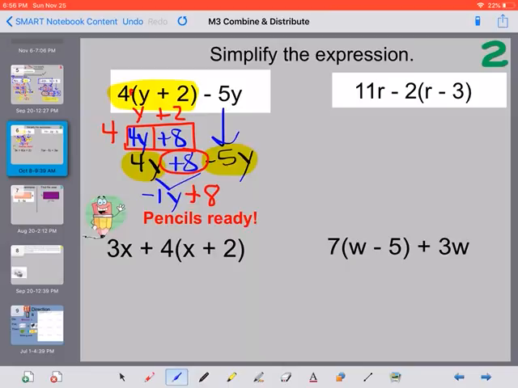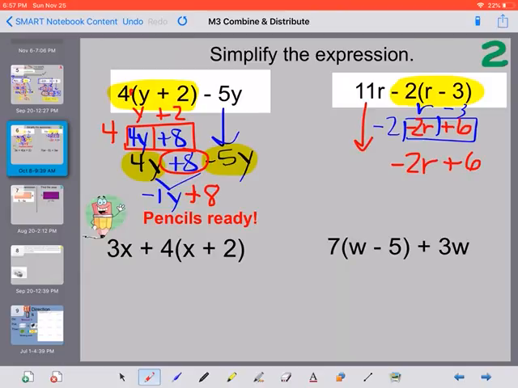This second one is a little bit tricky because a lot of people forget this negative. This negative goes with the 2. So we're really distributing this piece right here. We have negative 2 multiplied by r and multiplied by negative 3. So negative 2 multiplied by r, you're just putting them next to each other because it's multiplied. Then negative 2 times negative 3 is a positive 6. So I have negative 2r plus 6.